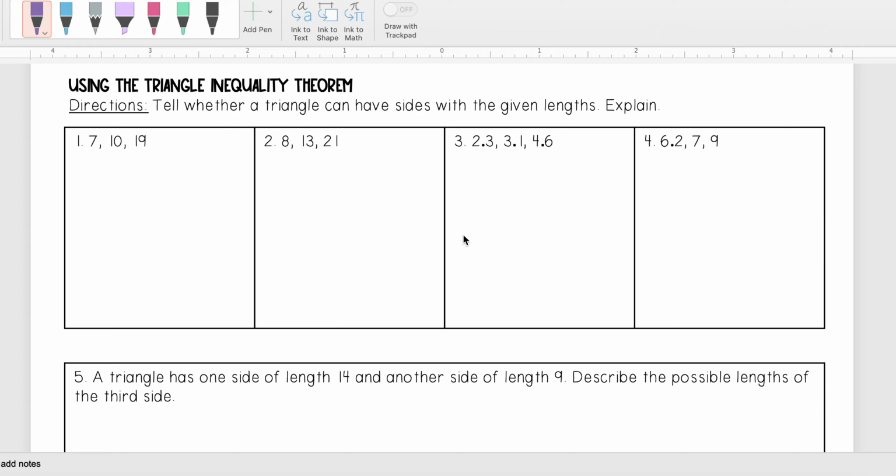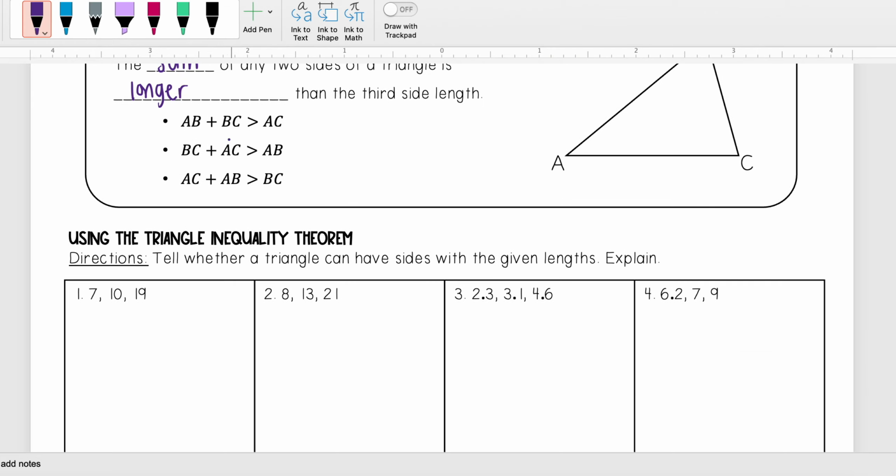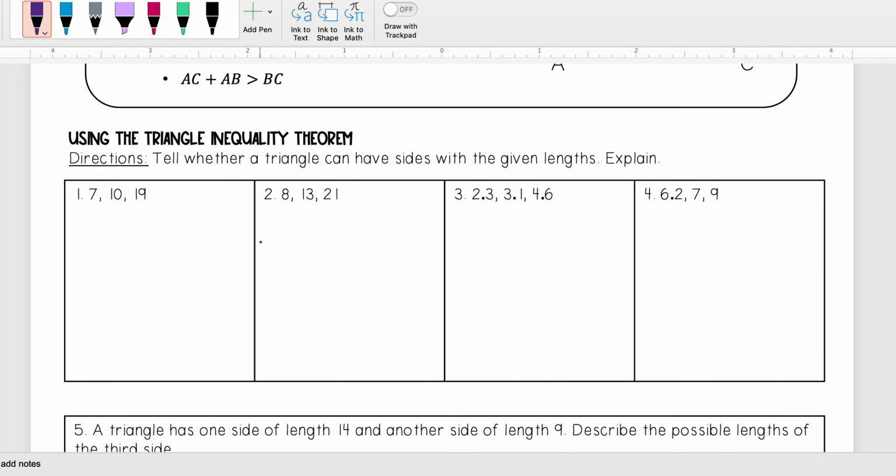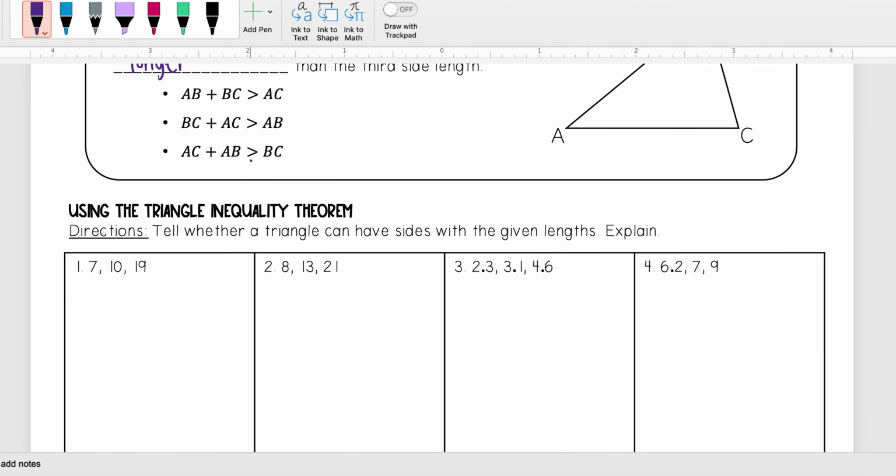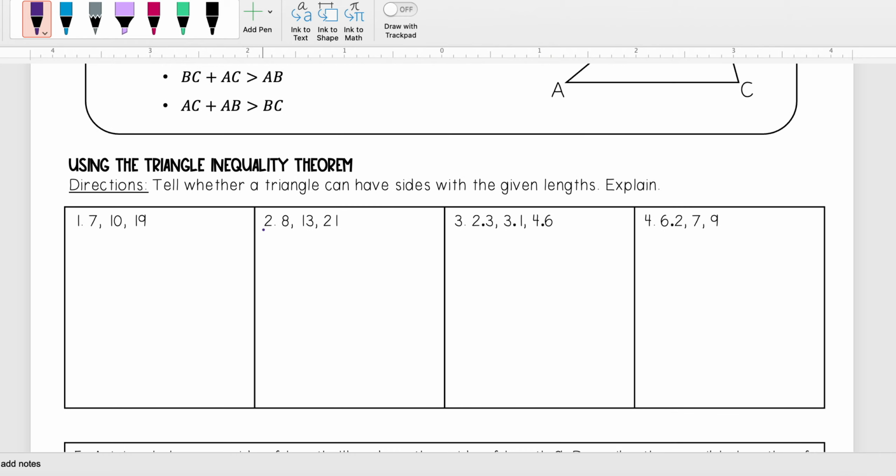So now let's go ahead and practice using the triangle inequality theorem. For these first set of examples, we're going to tell whether a triangle can have sides with the given lengths and then explain. We know from the triangle inequality theorem that if I take any two sides and add them together, the sum has to be bigger than the third side. Instead of checking all three, what I like to do is take the two smallest sides, add them together, and see if it's larger than the third.